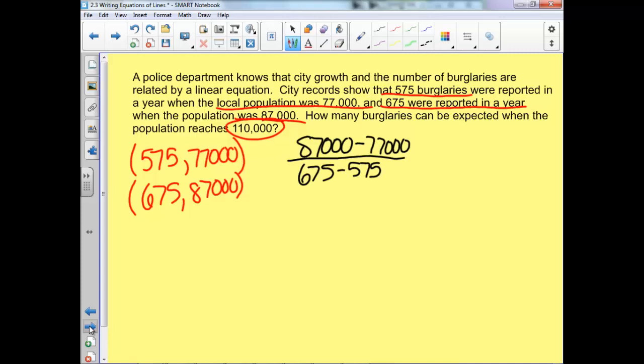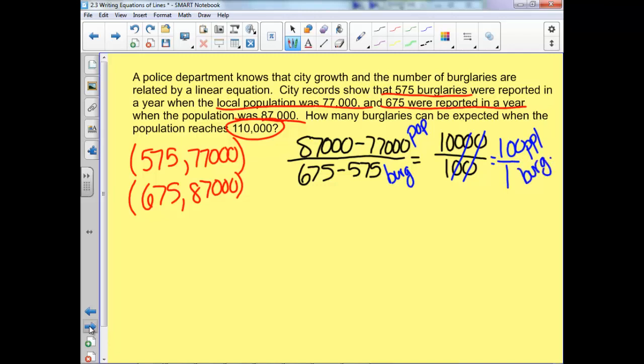Which in our numerator, notice that's 10,000 over 100. Divide them both by 100. So this is 100 over 1. And notice this was our population over the burglaries. So it's for every 100 people that you increase with one burglary. So that's the idea here.